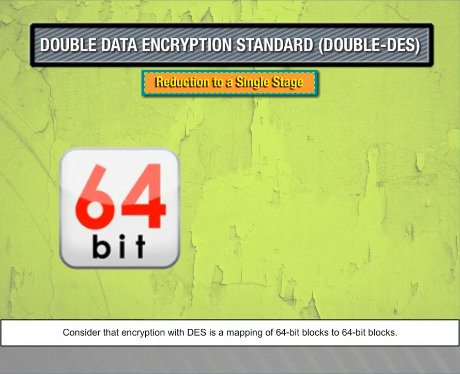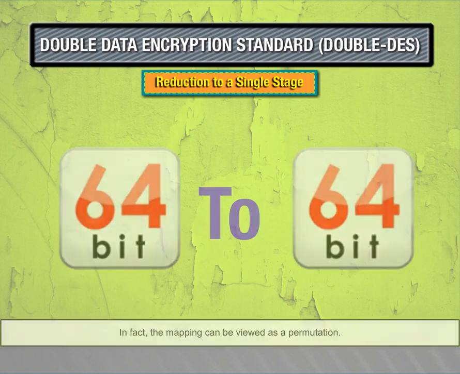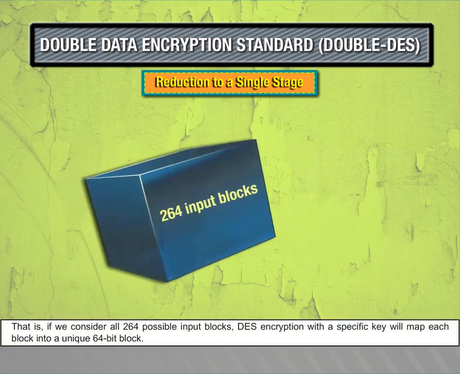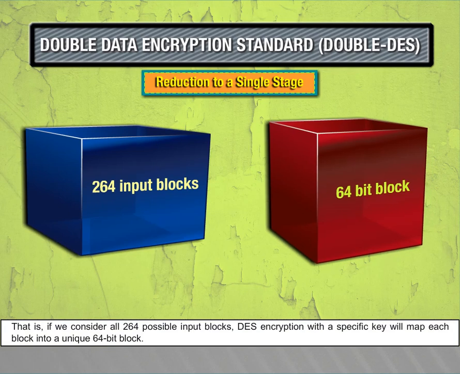Consider that encryption with DES is a mapping of 64-bit blocks to 64-bit blocks. In fact, the mapping can be viewed as a permutation. That is, if we consider all 2^64 possible input blocks, DES encryption with a specific key will map each block into a unique 64-bit block.